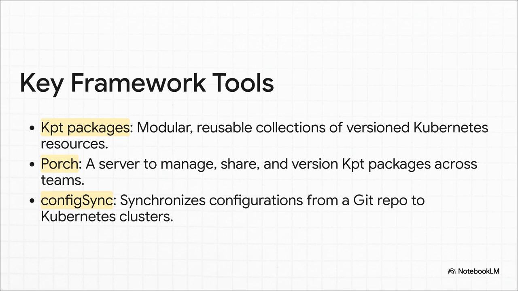That declarative automation framework relies on a trio of key open-source tools that work together in a beautiful, logical flow. First, we have Kpt. Kpt, which is pronounced "kept," is a tool that lets you bundle a whole collection of different Kubernetes and configuration files into a single, neat, versionable, and reusable module.